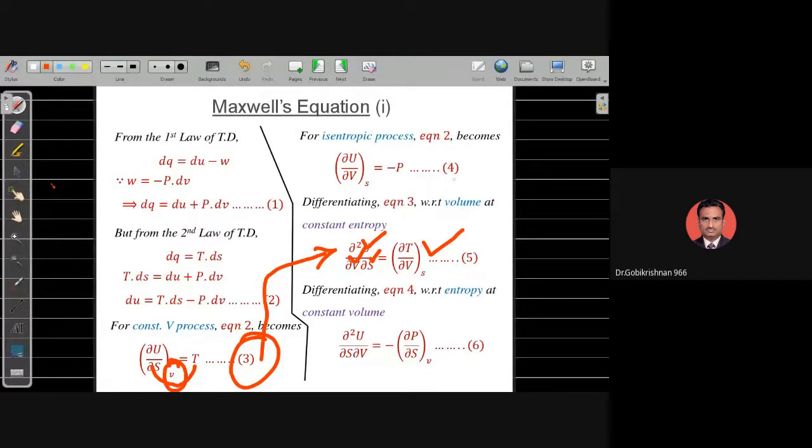Now you have to go for equation number 4. In equation number 4, I have to differentiate both sides with respect to S by keeping V constant.